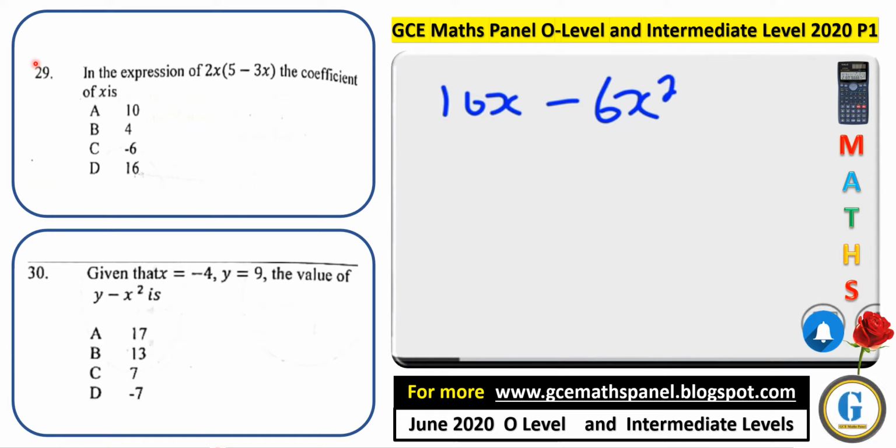So what's the coefficient of x? The coefficient of x here is 10. They have not asked for the coefficient of x squared. So our key here is A.